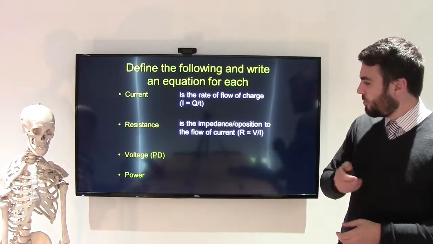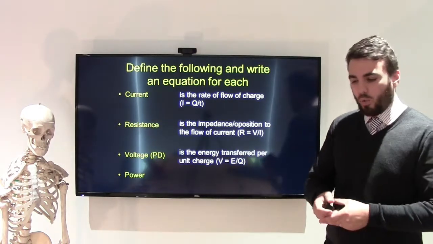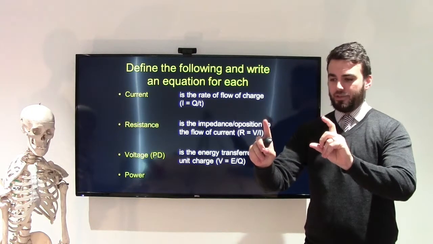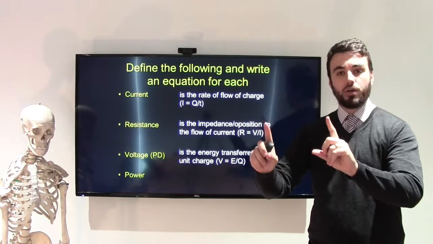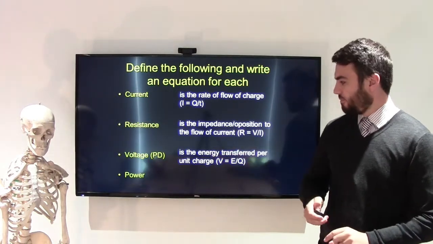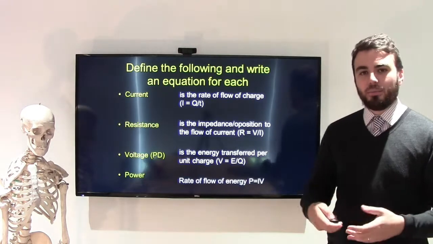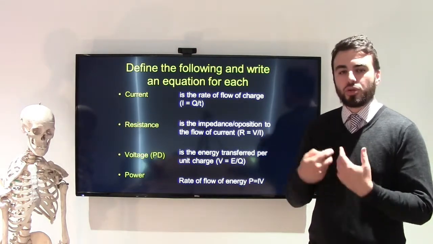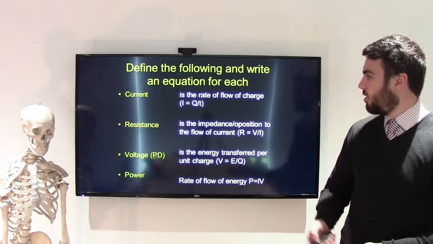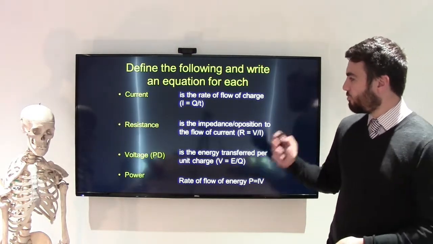Well, what's voltage? This is the one that most people get confused with. If I've got a voltage between 2 points, it's just the energy difference between these 2 points for 1 coulomb. So it's the energy transferred per unit charge. And power is how quickly I'm using energy, so it's the number of joules I use each second. The rate of flow of energy. Brilliant. 4 definitions, really important.